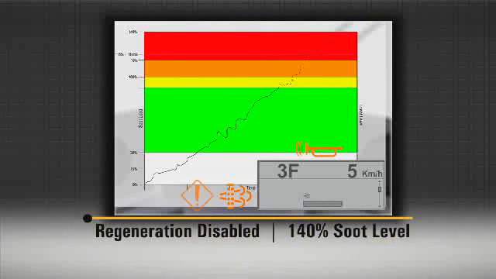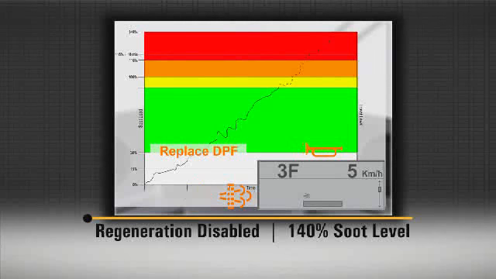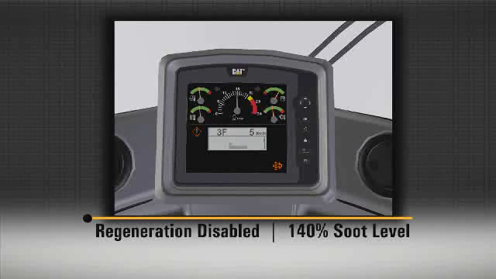Total soot saturation of the diesel particulate filter occurs at 140%. At this stage, the diesel particulate filter can no longer be regenerated and must be replaced. Performance is also greatly curtailed, and it may take you extra effort just to move the machine to a suitable spot for servicing. At 140%, the engine ECM will first force the engine to operate at low idle, followed by immediately commanding the engine to shut down.